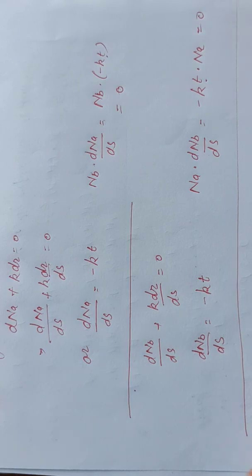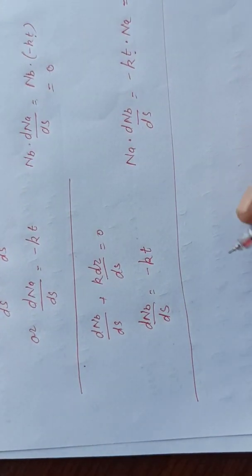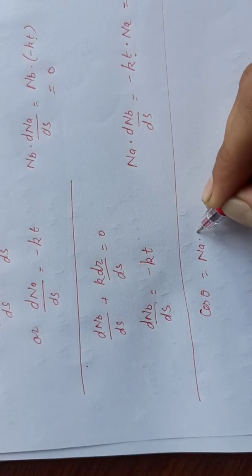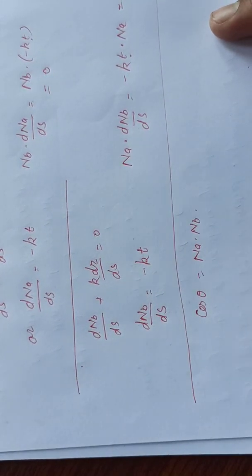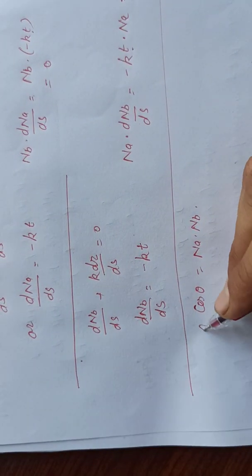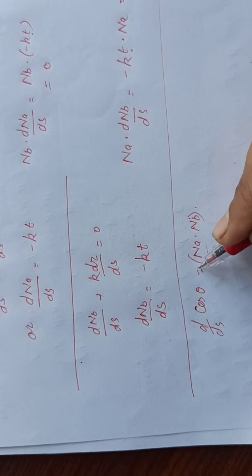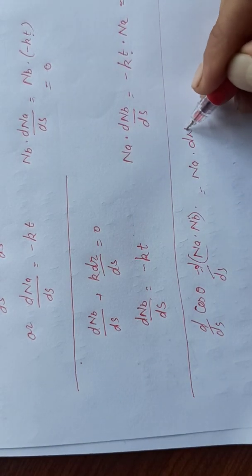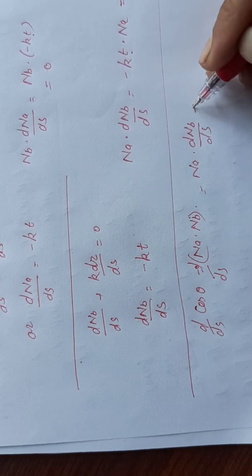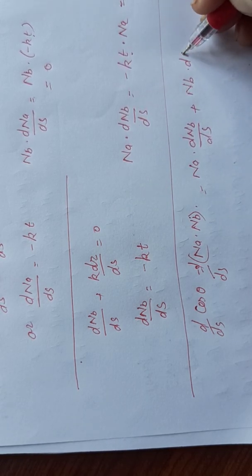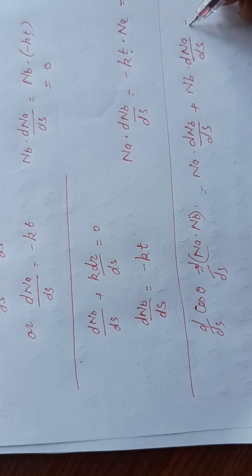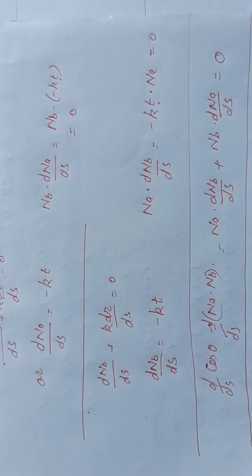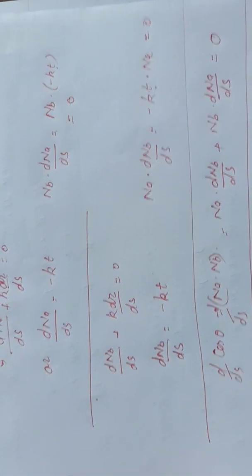Now determining the angle between the two surfaces in terms of their normals, cos theta will be equal to NA dot NB. Differentiating with respect to the arc length will be equal to NA dot dNB by ds plus NB dot dNA by ds. And from these two results, this will be equal to 0. That is, the two surfaces cut at a constant angle.